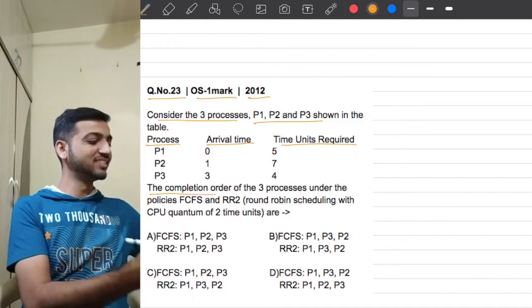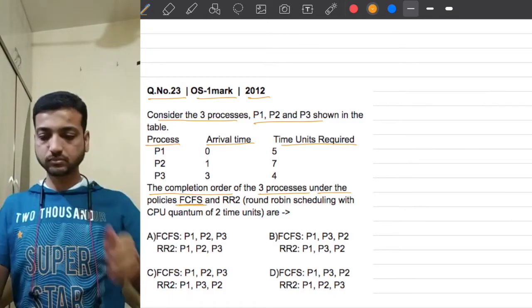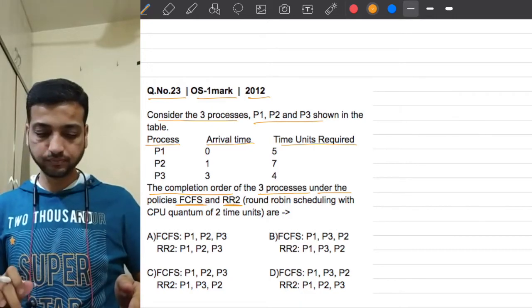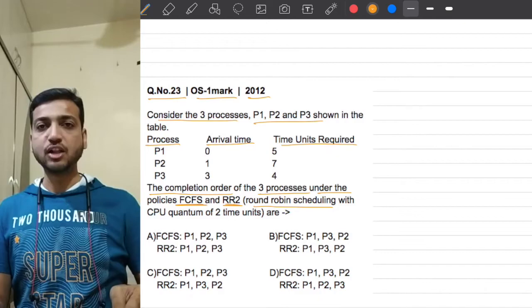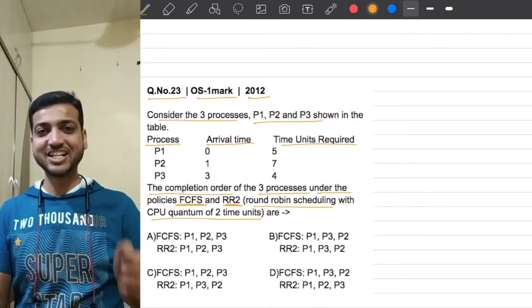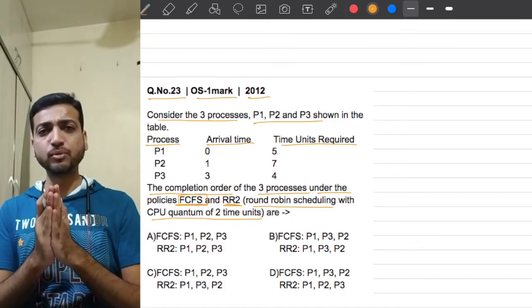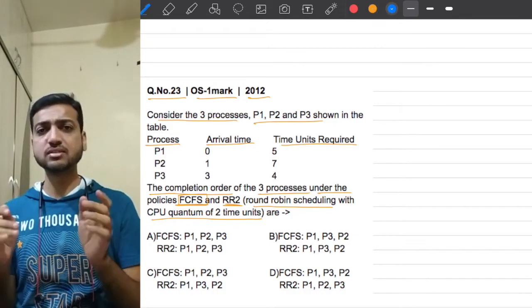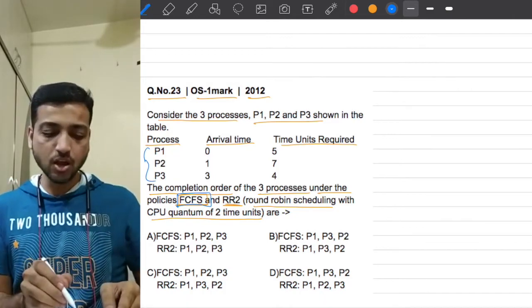Now, the completion order of the three processes under the policies of FCFS and RR2. So what is RR2? As given here, it's basically round robin scheduling with a CPU quantum of 2 units of time. So let's first focus on FCFS and see what the result will be when applied over these three processes.